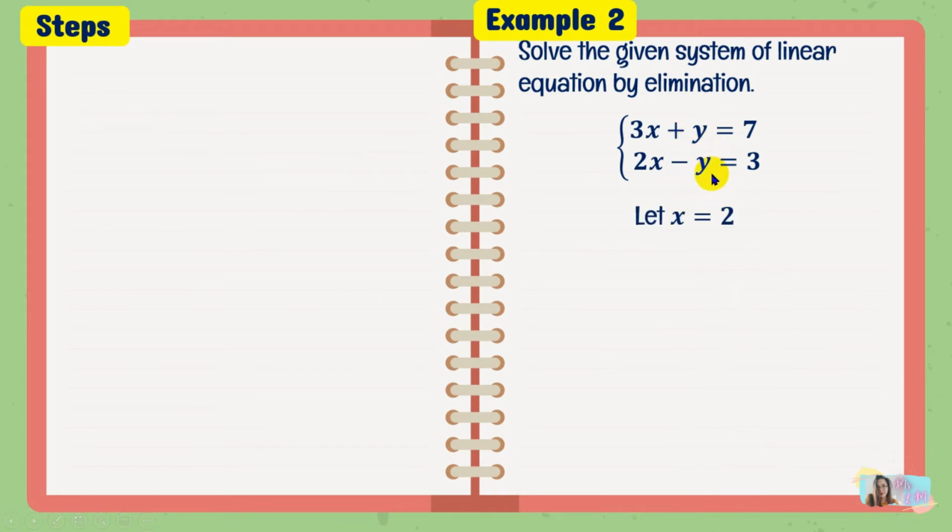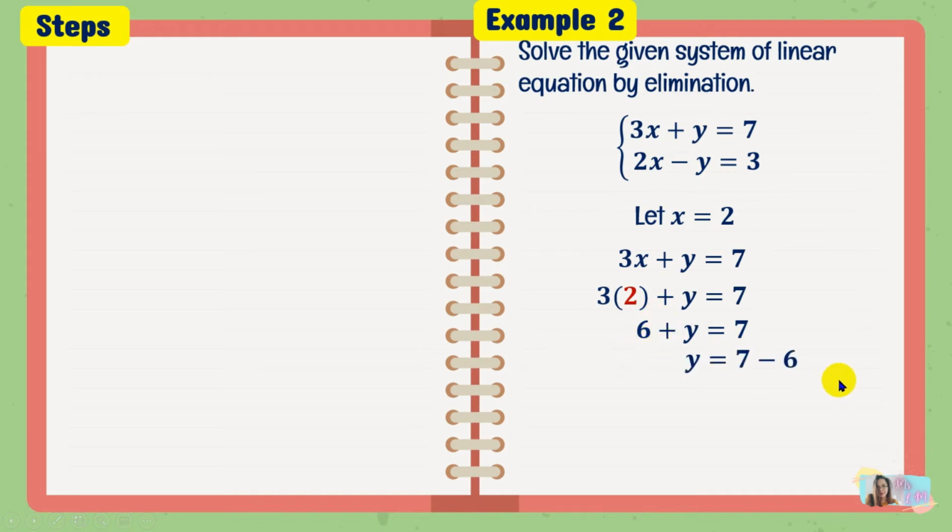Then, itong x is equals to 2, yan po yung isa-substitute natin on one of the equation. Pwede pong sa first equation, pwede pong sa second equation. So, in this case, sa first equation natin siya i-substitute. Let x equals to 2, magkakaroon tayo ng 3 times 2 plus y is equals to 7. 3 times 2 is 6 plus y is equals to 7. Additive inverse of positive 6, that's negative 6. And 7 minus 6 is 1. So, meron na tayo ngayong ordered pair wherein ang x natin is positive 2 at ang y natin ay positive 1. So, this will be the solution for the system of linear equation here on our example number 2.